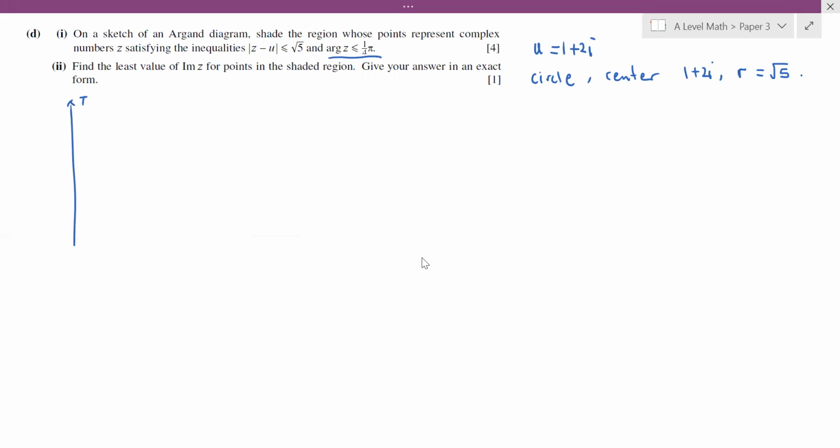Now that is the imaginary axis, and then we have the real axis. Let's say this is 1, this is i, 2i. So 1 plus 2i is here. That is the center of the circle, and it has a radius of square root of 5, meaning that it's going to intersect the imaginary and the real axis. In order to sketch it properly, we need to know where the circle intersects the imaginary and the real axis.